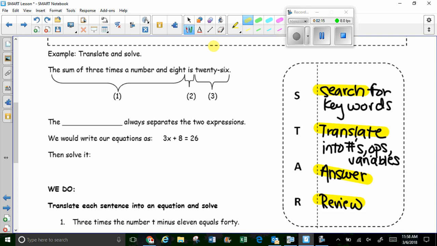So the first one we're going to look at here is the sum of 3 times the number and 8 is 26. So you can see that it's been broken up into its 3 parts. We've got our first expression, our equal sign, and then the second expression. The equal sign always separates the 2 expressions. So that example would be written 3x plus 8 equals 26, and then we're going to solve it.